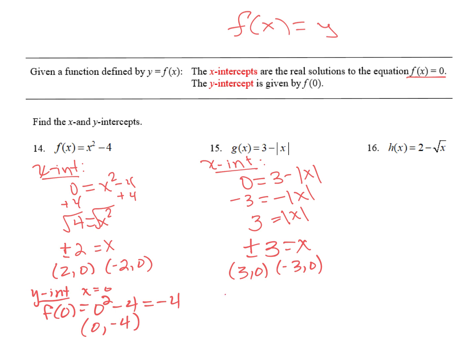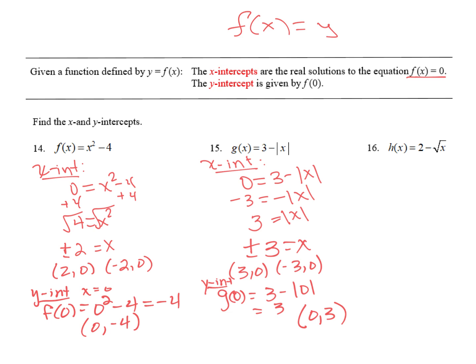And then g of 0 gives me my y-intercept. And g of 0 means 3 minus the absolute value of 0, which is just going to give me an answer of 3. So my y-intercept is (0, 3). You'll often see these written as points, by the way.